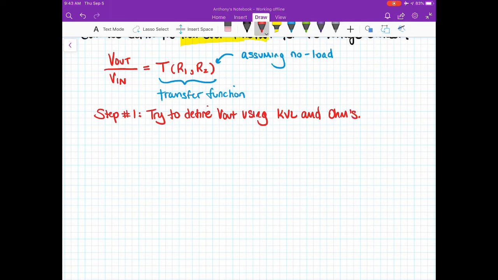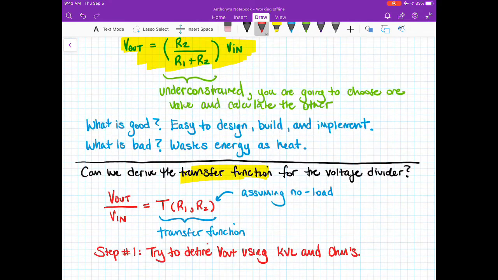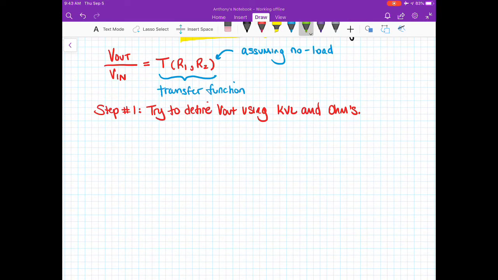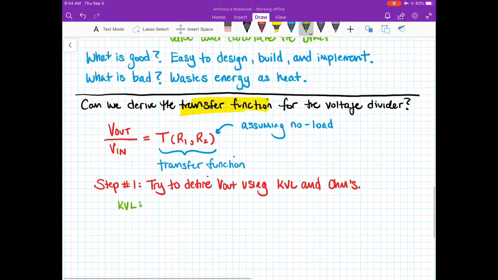Now, the reason why I'm going to start off by trying to define V out is because that's the main value that we're concerned with, right? We're trying to define V out in terms of V in. So it makes sense to start there. So there's two expressions that we can write for that. Okay, so let's write out V out in terms of KVL.